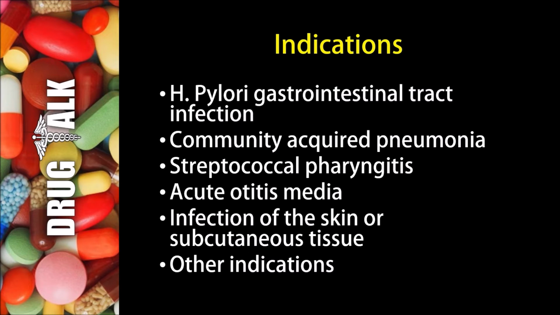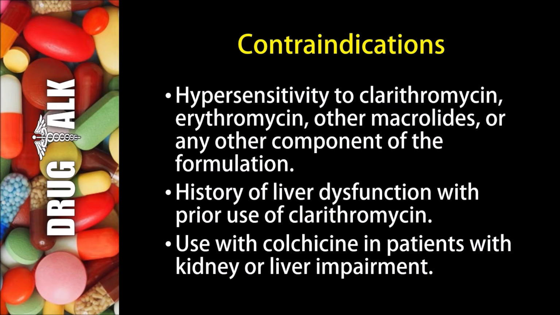Now, in terms of indications or reasons we would prescribe this medication to a patient, we may see it used in H. pylori gastrointestinal tract infections. We may see it used to treat community-acquired pneumonia or streptococcal pharyngitis. Clarithromycin may be used to treat acute otitis media. We may see it used in the infection of the skin or subcutaneous tissue, and there's also some other indications as well.